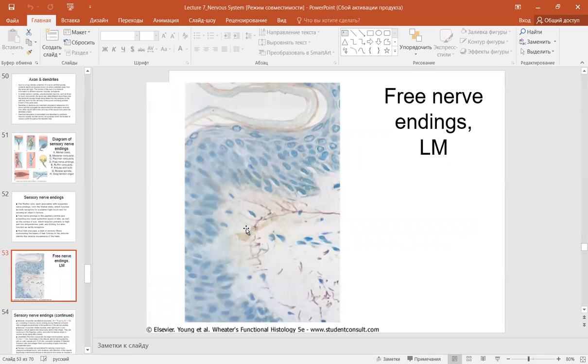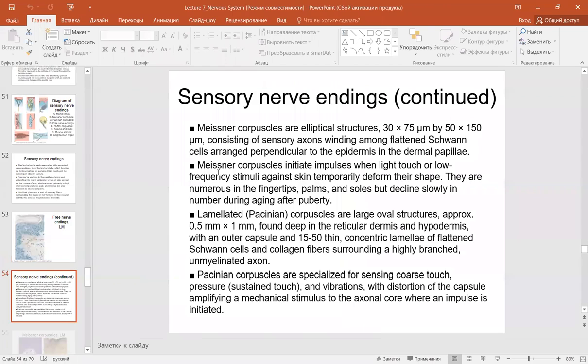Here is a light micrographic representation of the free nerve endings traveling from the connective tissue to the stratum basalis of the epidermis, and sensing the touch or itching of the segment of tissue.